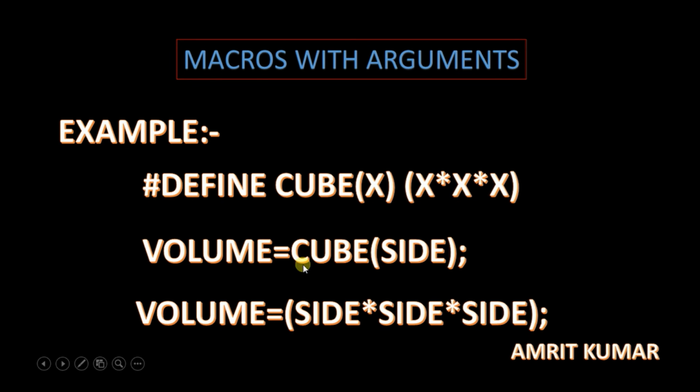In a similar way we can find the volume also, because cube is going to give us the volume. So volume equal to cube of side. We can say the volume is going to be side multiplied by side multiplied by side. So this is the proper work of argumented macro substitution in C language.